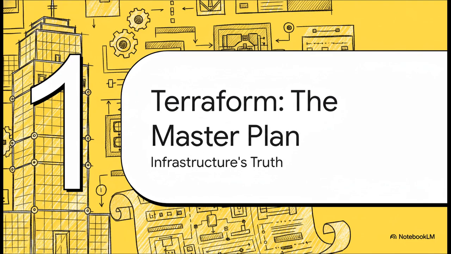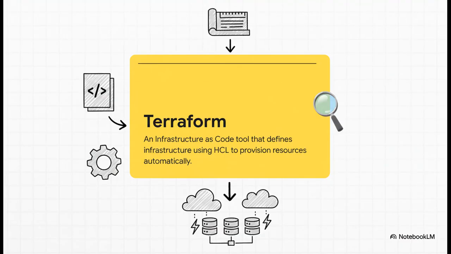But what if you had that master plan? A single authoritative document that describes exactly how your skyscraper should be built, right down to the last nut and bolt. Well, that's what Terraform is for your infrastructure. So, what is this master plan really? Terraform is what we call an infrastructure as code tool. It's a fancy way of saying you just write down what you want in a really simple human-readable language called HCL. Then Terraform takes your description and just builds it. It turns that code into actual running servers, databases, and networks.